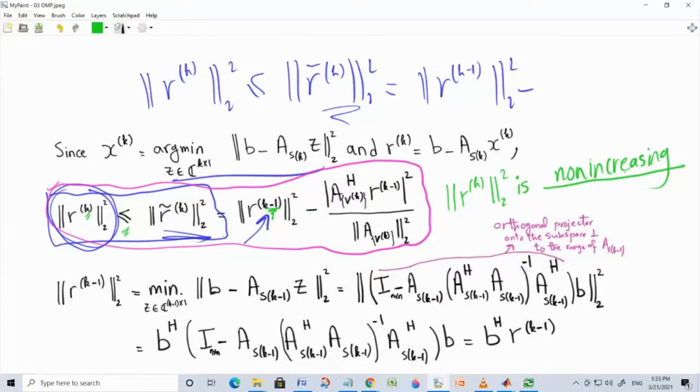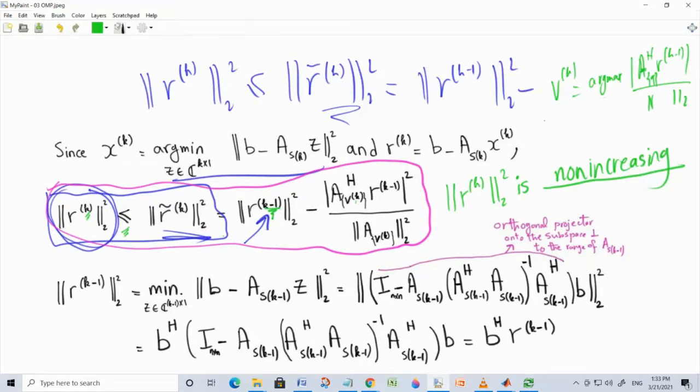And actually it gets lower, because remember how you obtain v of k? v of k is the argmax of a quantity where you take a_q, Hermitian, R of k minus 1, divided by the L2 norm. So you basically get the maximum guy here.